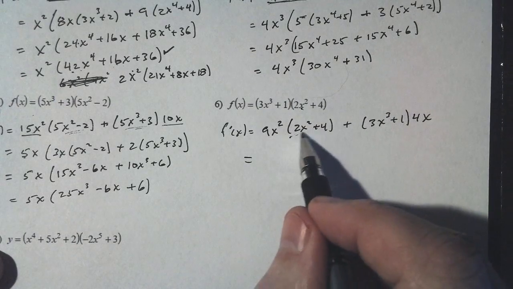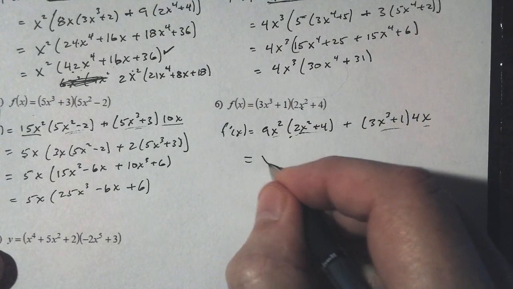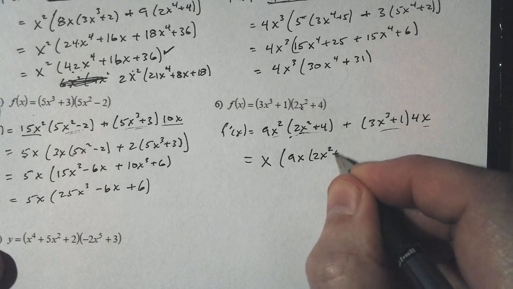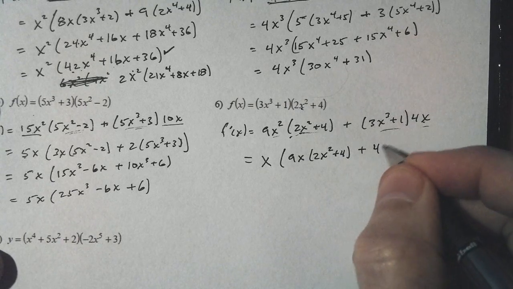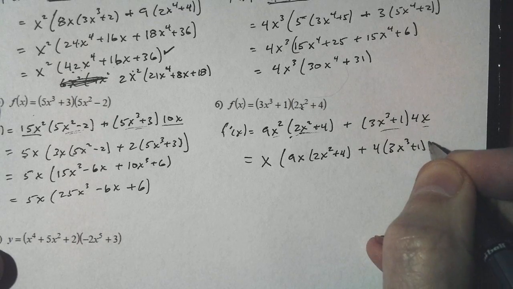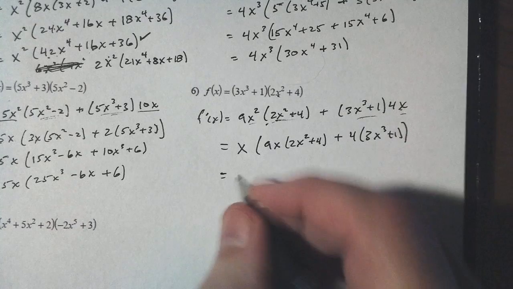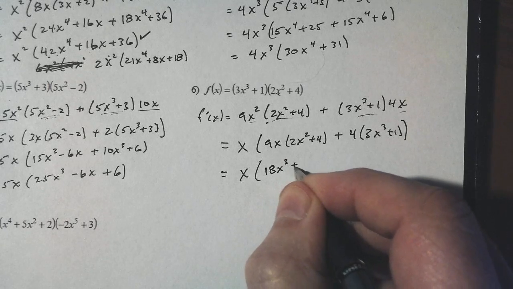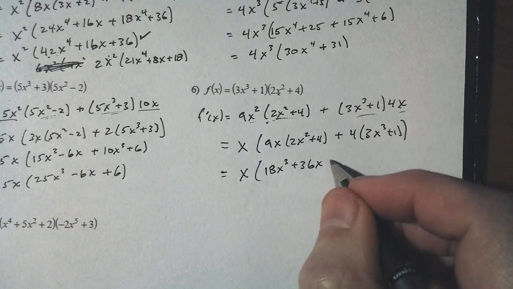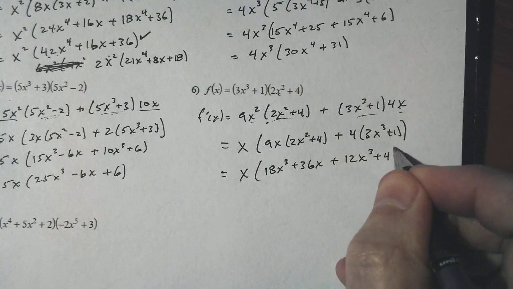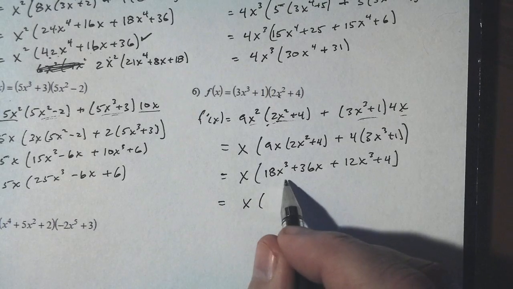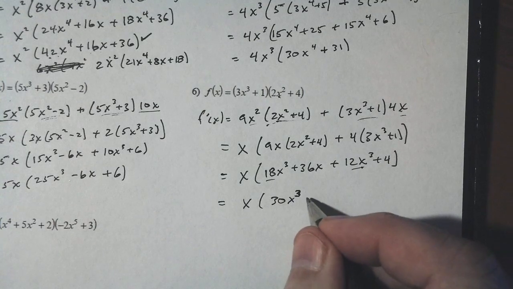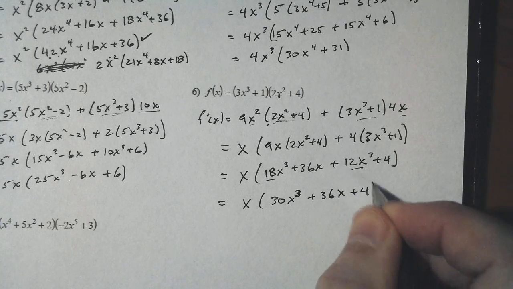What can we factor out? Not these, just an x. What are we left with? 9 and an x times 2x squared plus 4, plus the x is gone, 4 times 3x cubed plus 1. Or x times 18x cubed plus 36x plus 12x cubed plus 4, or x times x cubes, I've got 30 x cubes, I've got a plain old 36x and a plain old 4.